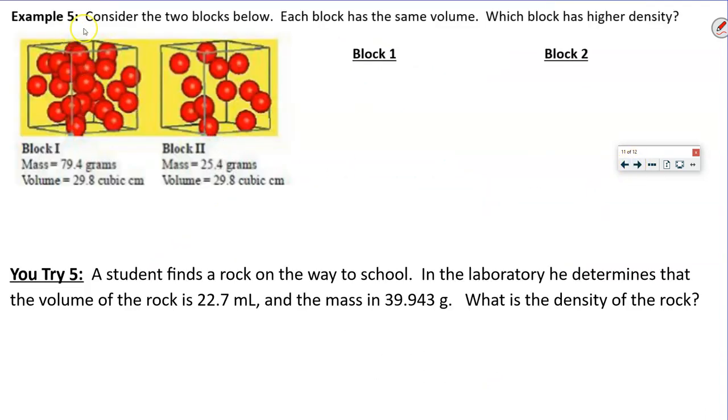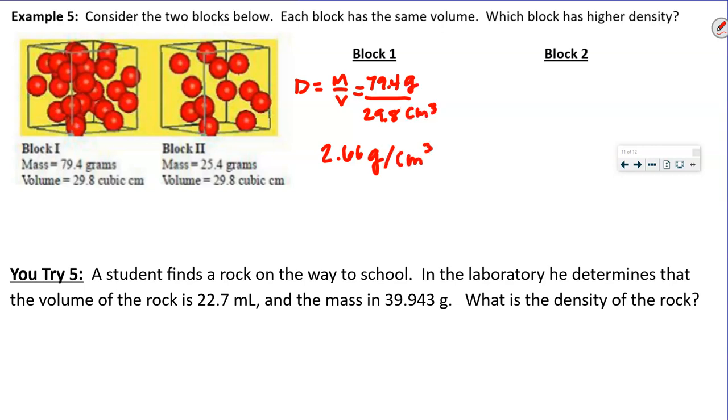So, example 5 says, consider the 2 blocks below. Each block has the same volume. Which block has a higher density? Now, looking at the blocks, y'all should be able to tell that block 1 has a higher density than block 2 because we know what density means. However, let's prove that. So, density is equal to mass over volume. So what we're going to do is our mass, which is 79.4, and we're going to divide that by 29.8. So when we do that, we get 2.66 grams per centimeter cubed, because this was grams and this was centimeter cubed, okay?